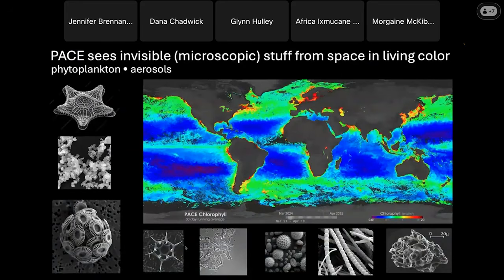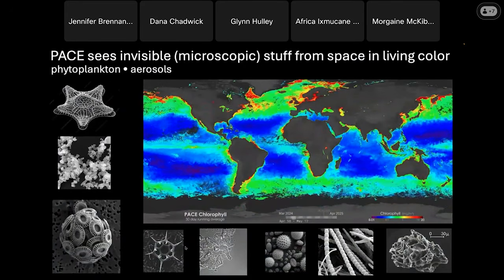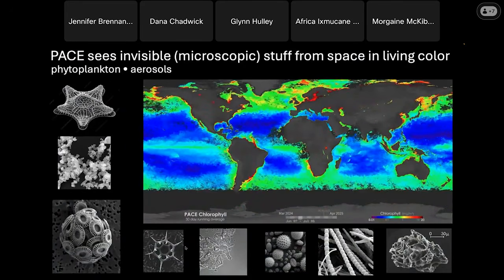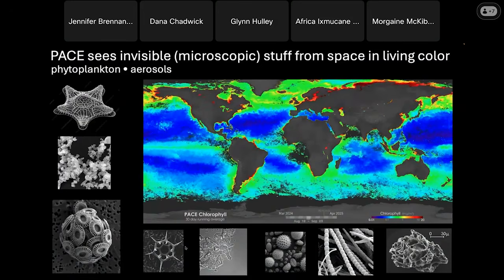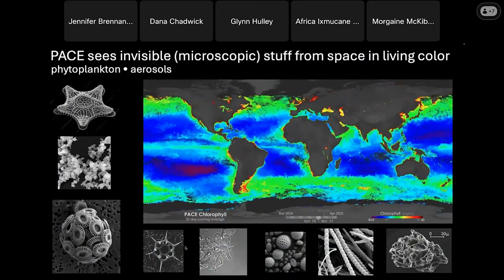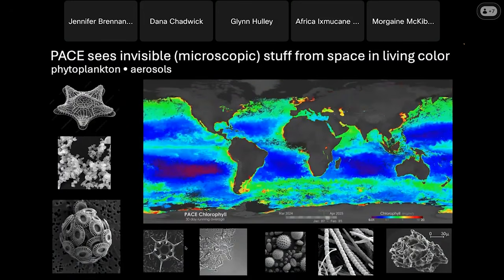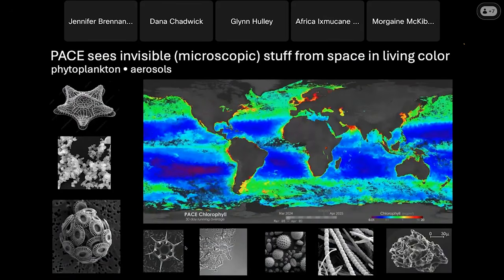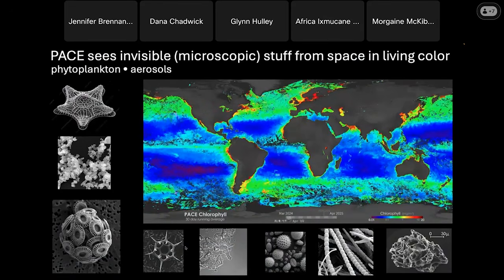And so, why are we excited about PACE? PACE at its core is an ocean and atmosphere mission. And for decades, we've seen invisible or microscopic stuff from space, right? With MODIS, VSWIRs, other platforms. We've looked at things like phytoplankton, which are microscopic algae.